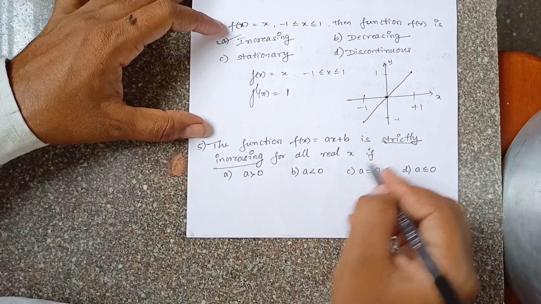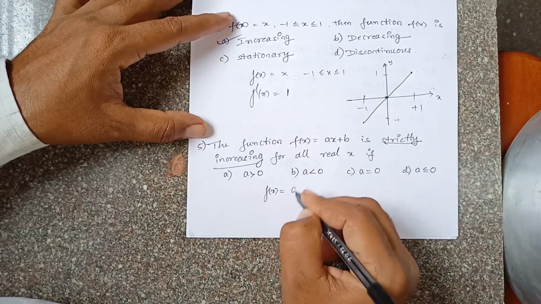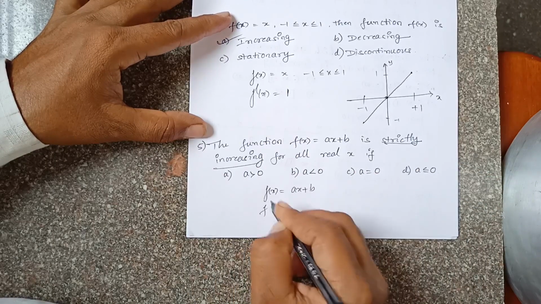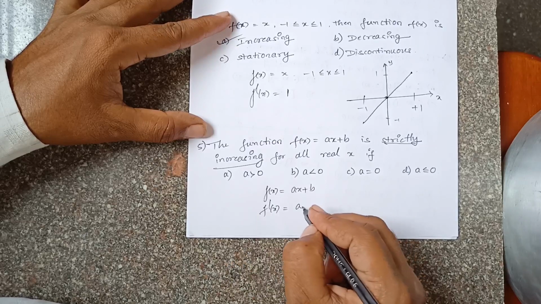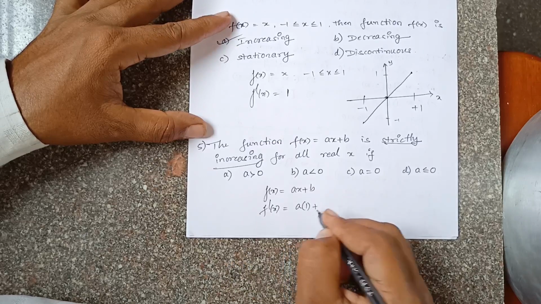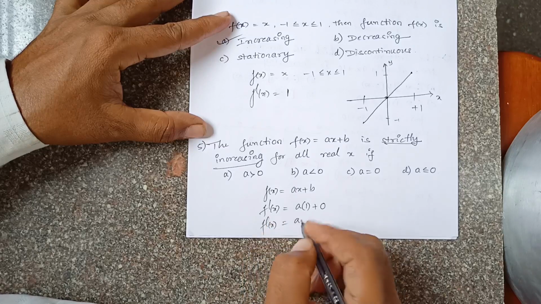For all real x, if a condition. What is the condition for a? f of x is equal to ax plus b. Then f dash of x is equal to what? f dash of x is equal to a into differentiation of x, which is 1, plus differentiation of b, which is 0. This is a. f dash of x is equal to a.